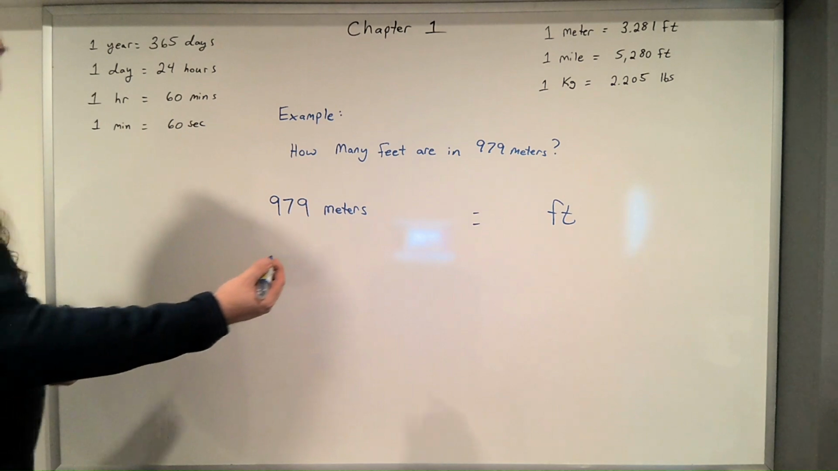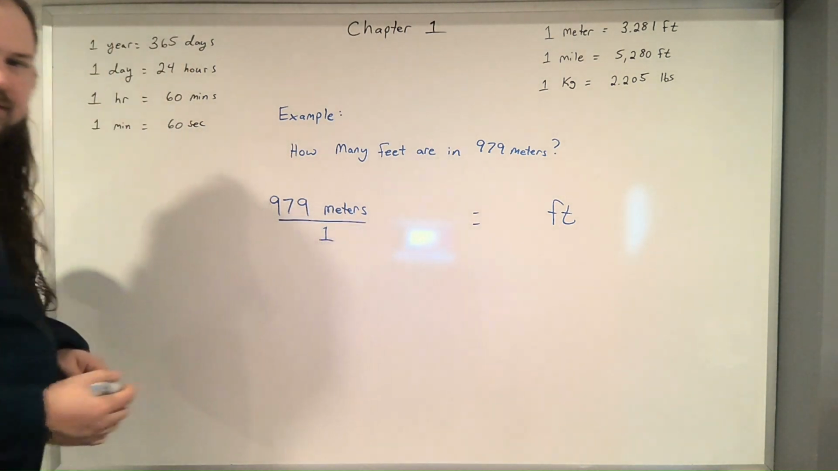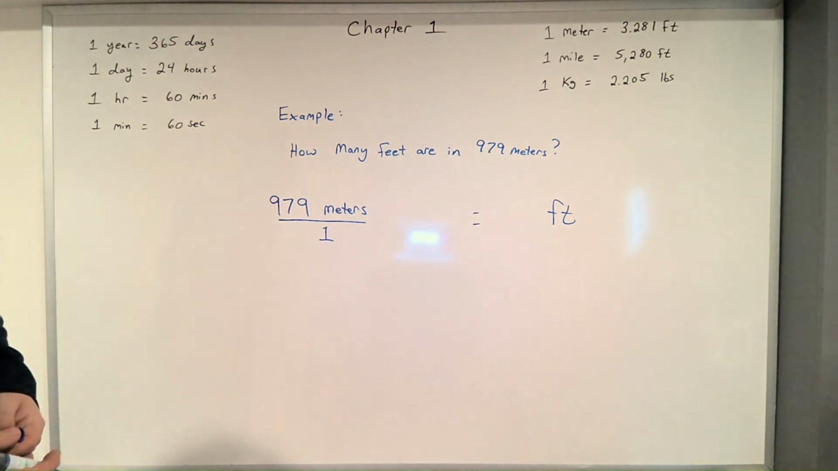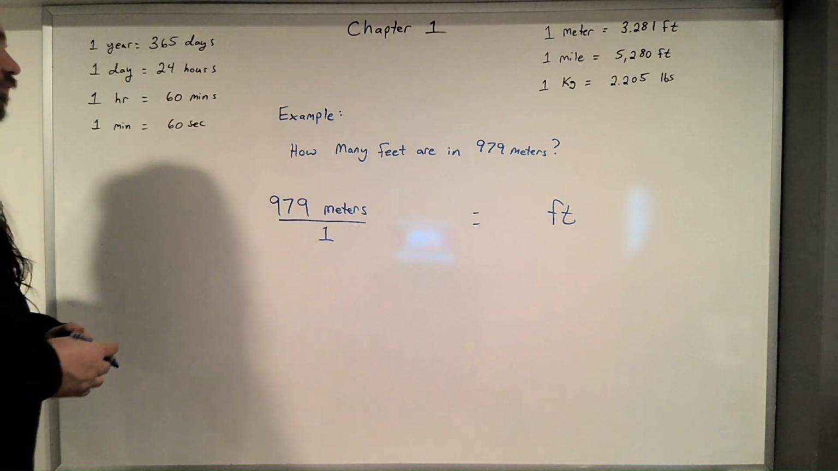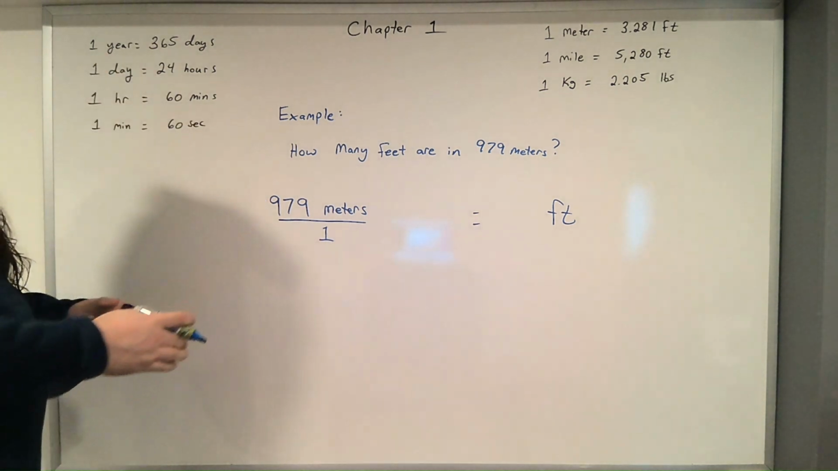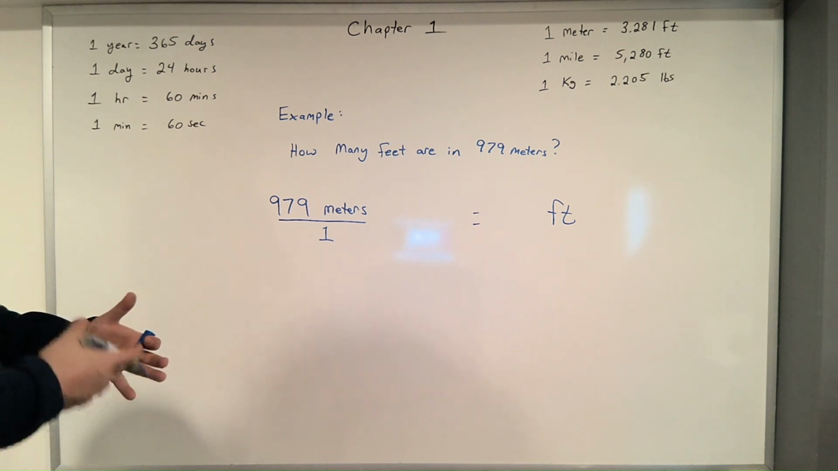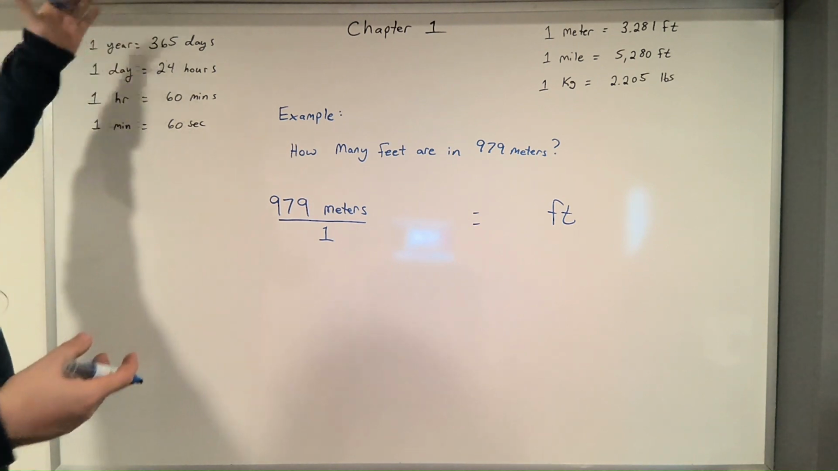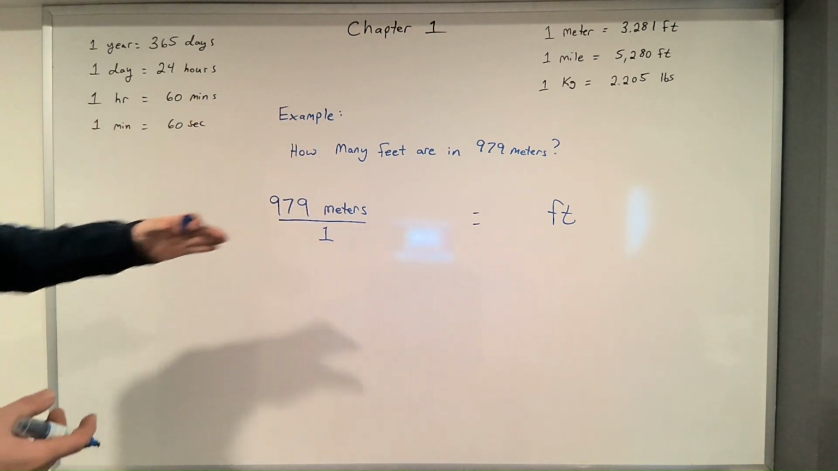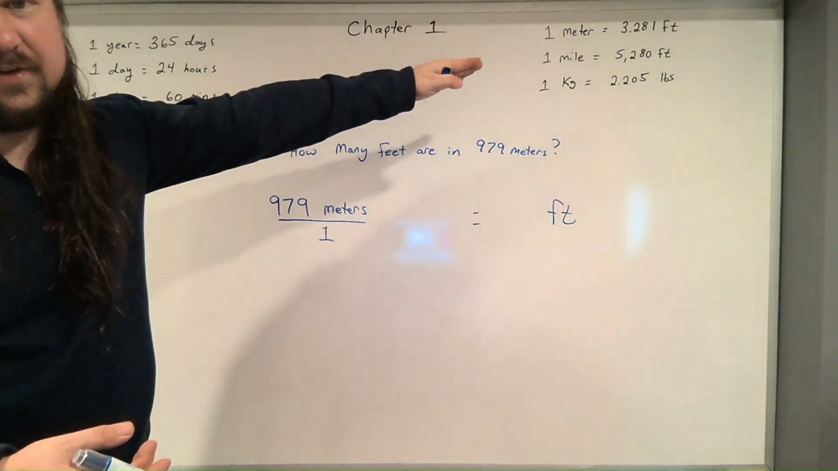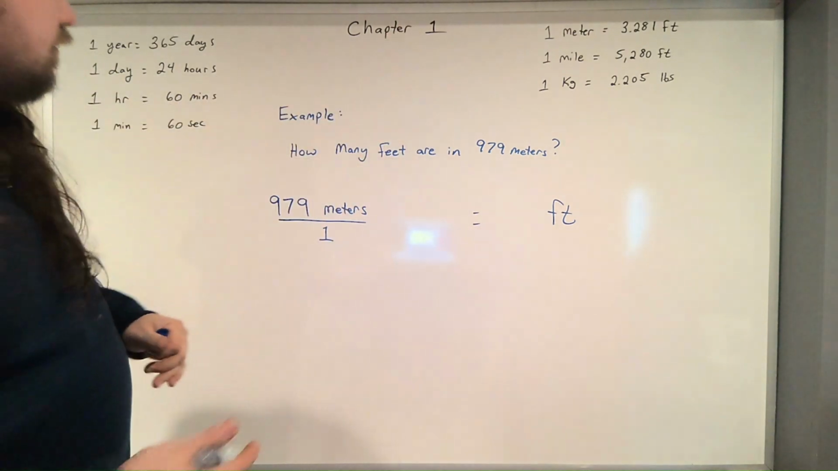I can do the same with meters. If I take meters and I just divide by 1, it's still 979 meters. I haven't changed anything. So I want to take a conversion to get rid of meters and give me feet. So I go up there and I look to see, does any of them have that path directly? And there is one up there that does. 1 meter is 3.281 feet. That's the unit that I want to use.